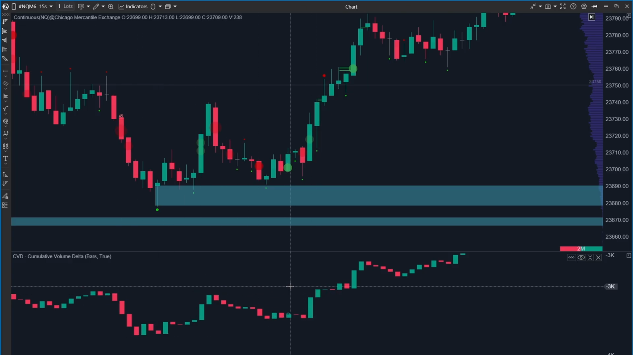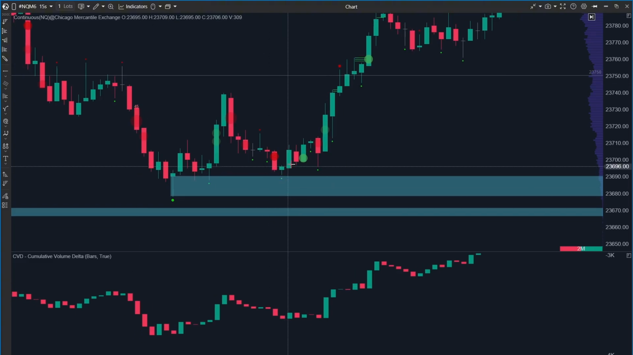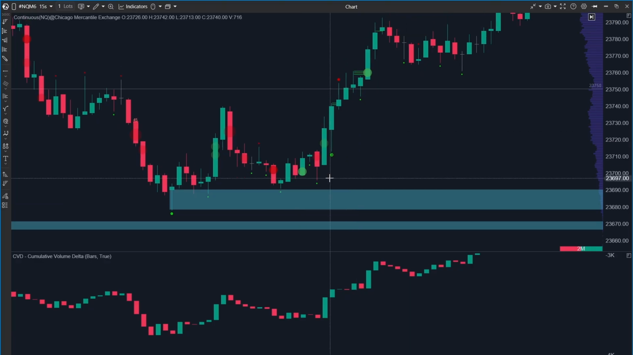So the sentiment is changing. The price is going up. It coincides with the delta. Usually when the price and the delta move in the same direction, that's a good sign that the trend will continue in that direction. So we got bullish absorption, we got aggressive market orders, aggressive buys.